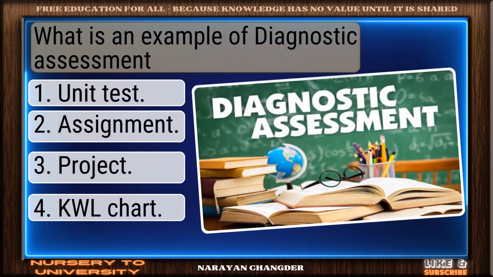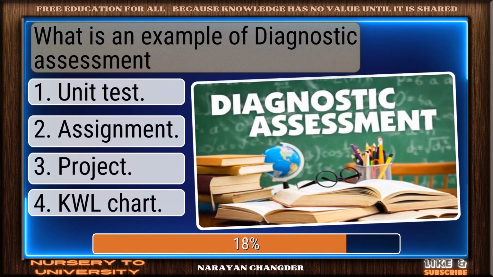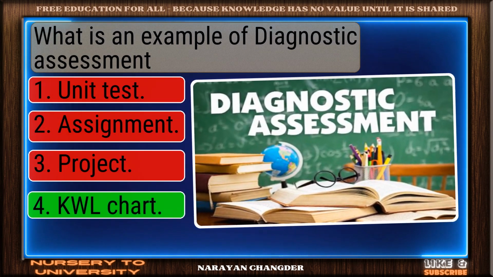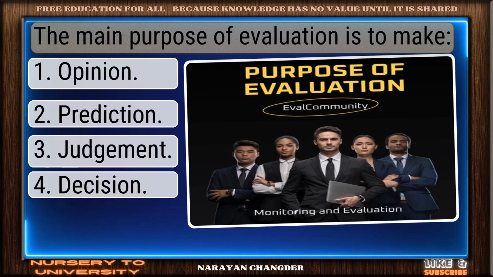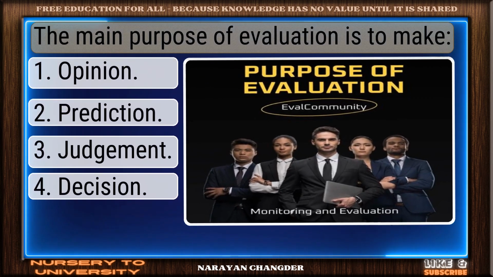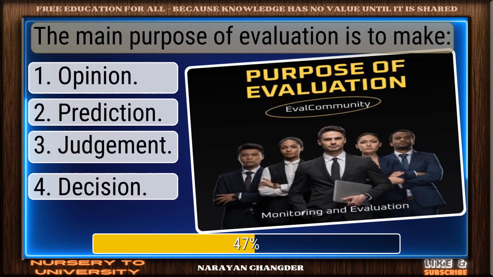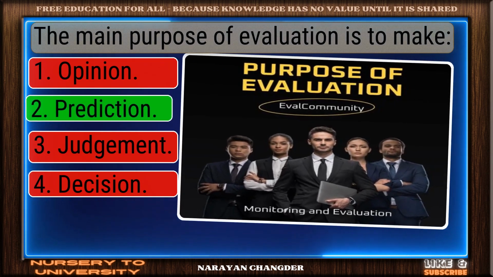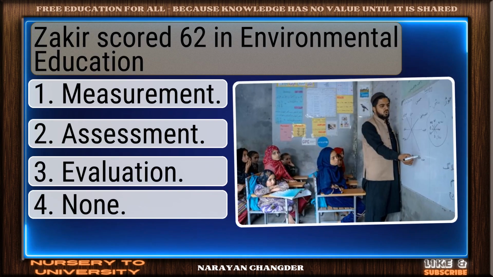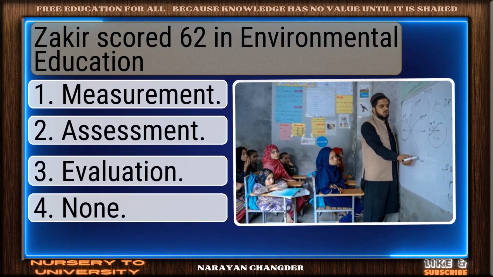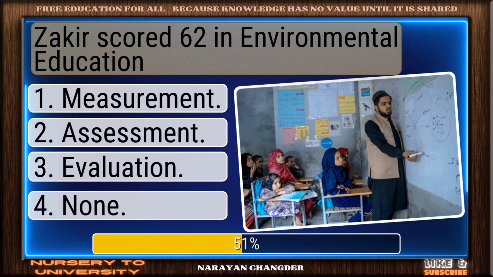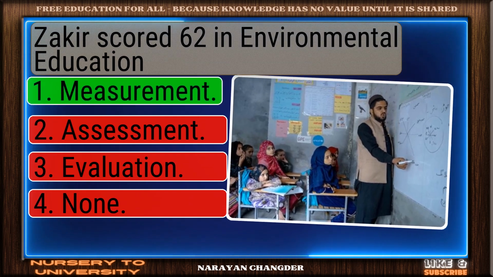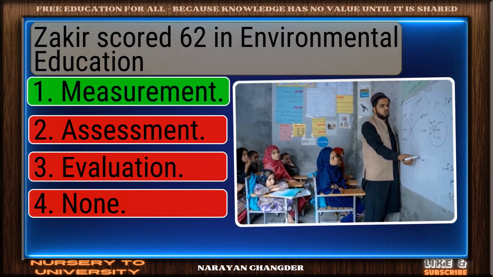What is an example of diagnostic assessment? Smart pick. KWL chart is the correct choice. The main purpose of evaluation is to make. Solid response. Prediction is a valid choice. Zakir scored 62 in environmental education. Well reasoned. Measurement is the correct choice.